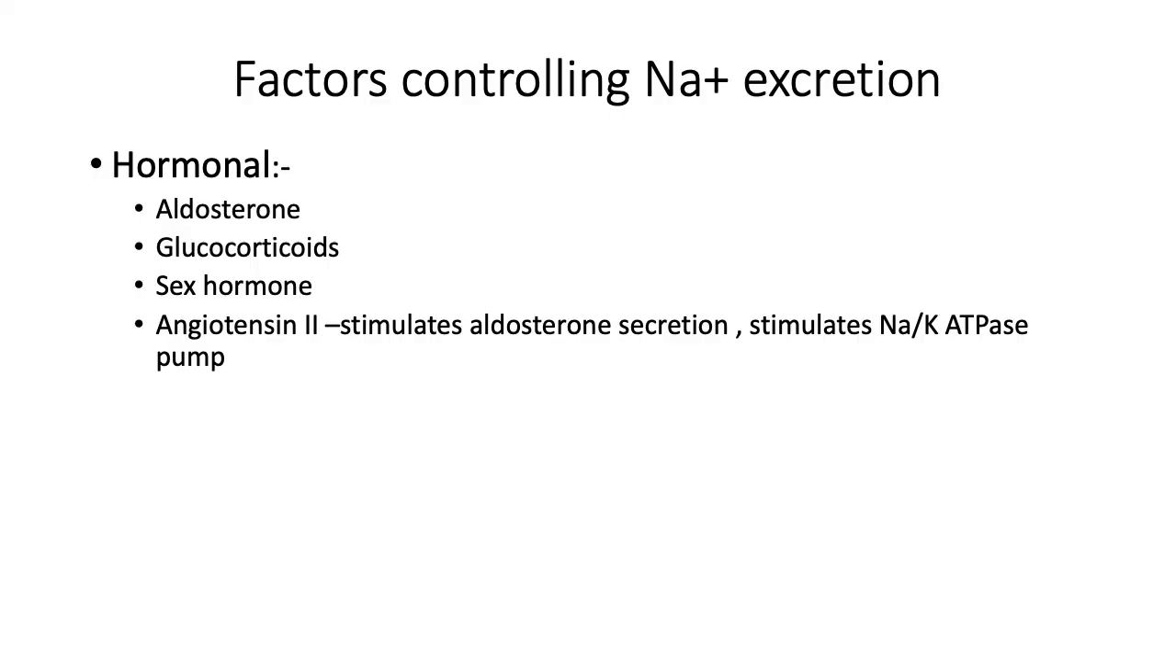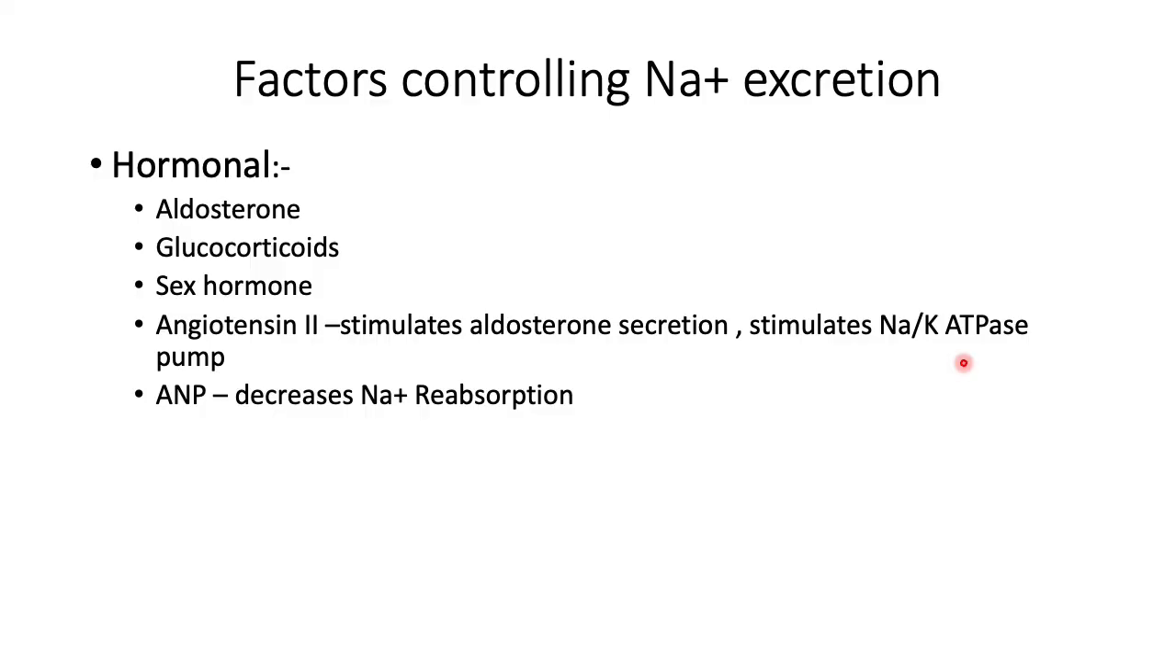The other hormone is angiotensin 2, which mainly stimulates the adrenal cortex to secrete aldosterone, and ultimately it causes sodium reabsorption, because aldosterone is a sodium retaining hormone. Angiotensin 2 is also a potent vasoconstrictor. Because of the vasoconstriction, GFR decreases and the sodium excretion and reabsorption are regulated. It also stimulates the sodium potassium ATPase pump, which helps to maintain the electrochemical gradient.